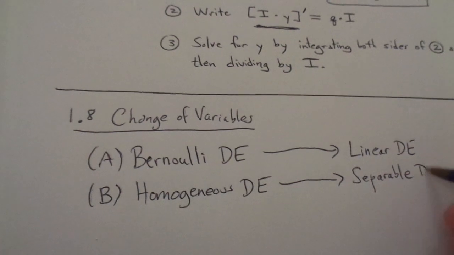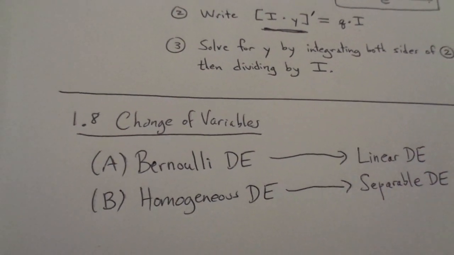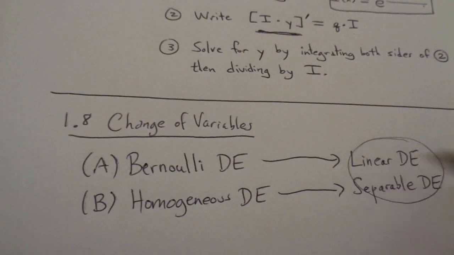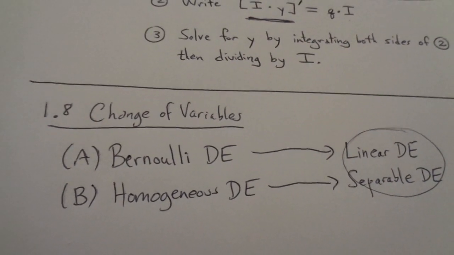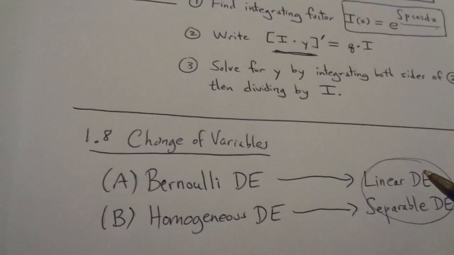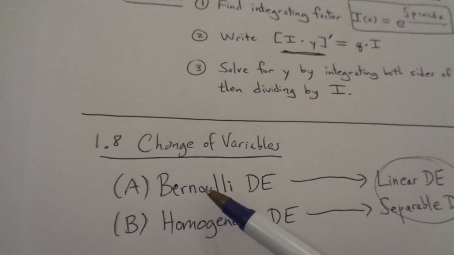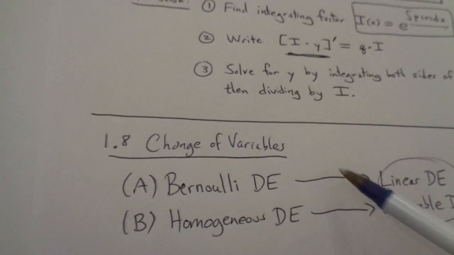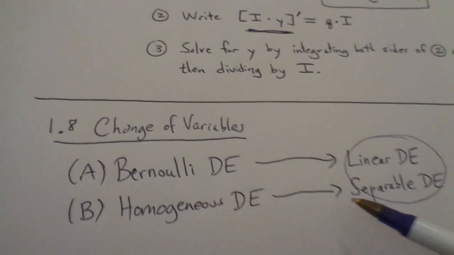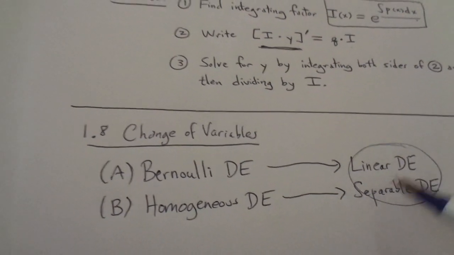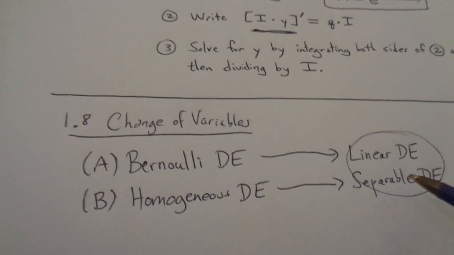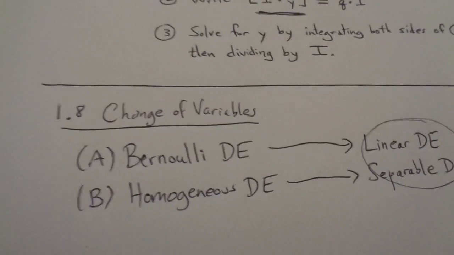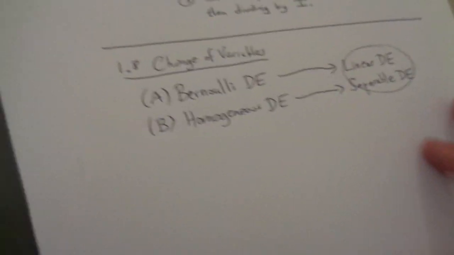On the other hand, if you start with a homogeneous differential equation and you apply the change of variables that I'm going to explain in just a minute, you end up with a separable differential equation. Now we know how to solve linear and separable differential equations already. So to solve a Bernoulli or a homogeneous differential equation, we can apply the change of variables indicated by this arrow and then replace our original problem with a new problem that we already know how to solve. I hope the overview makes sense.